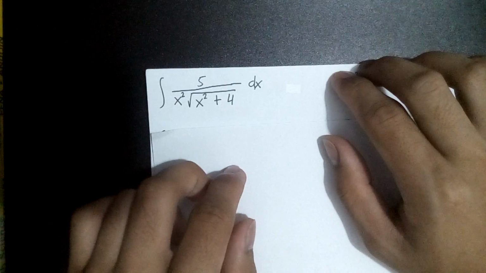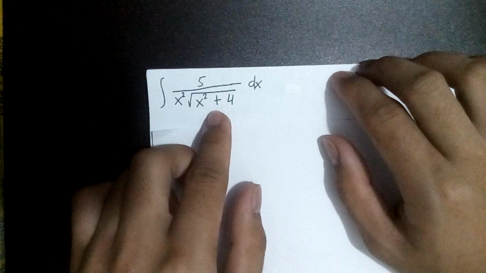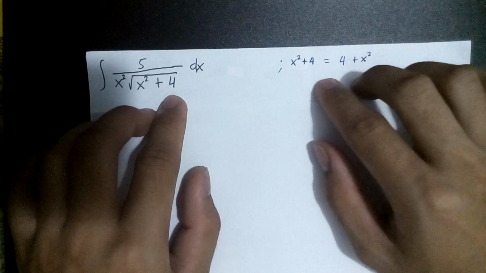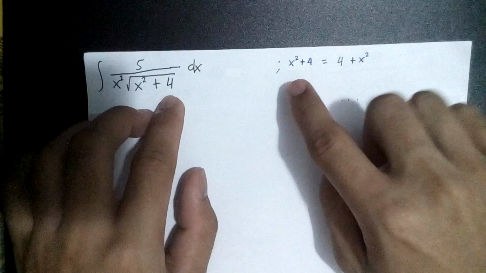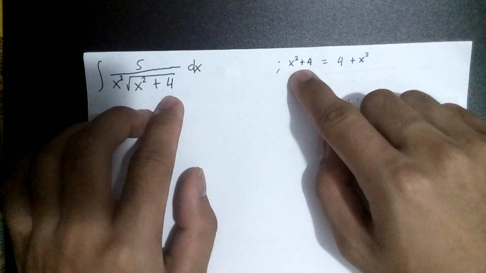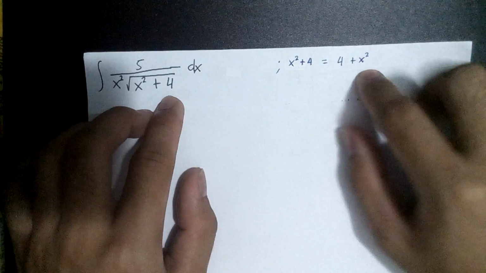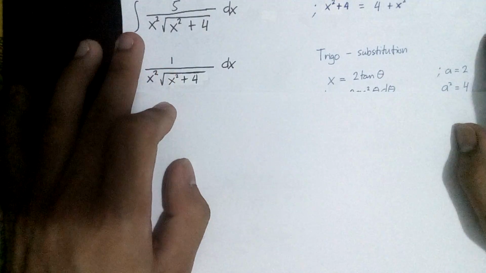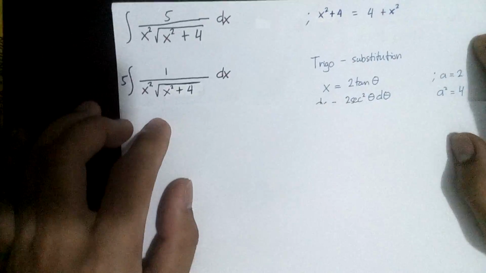We notice in this integral that there is a variable squared plus a constant squared. And we know that from the commutative property of addition that x squared plus 4 is equal to 4 plus x squared. Therefore, we can use trigonometric substitution in order to solve this integral.